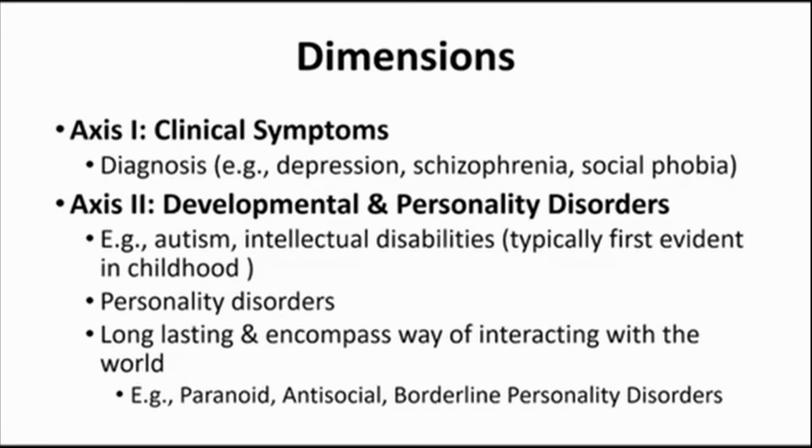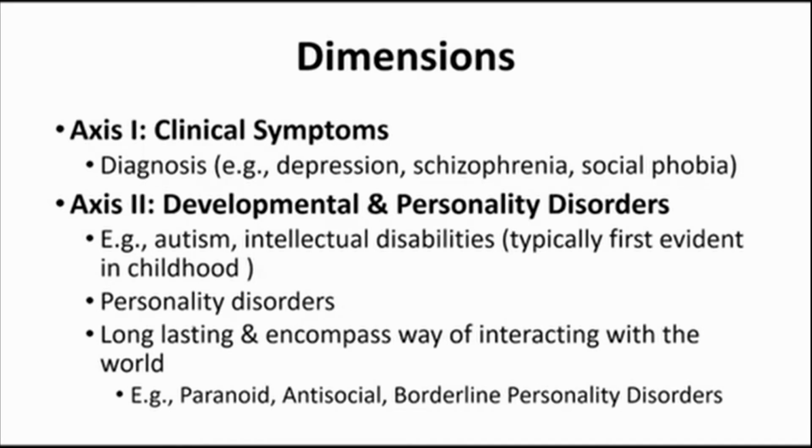So for DSM-4, if you received a diagnosis, the first axis is your clinical symptoms, basically any kind of psychological disorder that didn't fall under axis 2, which we will come to in just a second. But this is like the meat and potatoes of your diagnosis. So which box did you fall into? Do you have depression or schizophrenia or social phobia or whatever? So that's usually the big thing people are looking for.